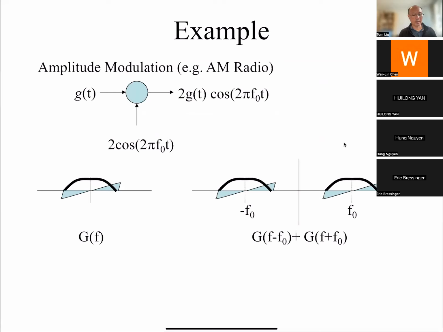So the most prevalent example of that, I'm not sure anyone has listened to AM radio, but AM radio was one of the first ways that people figured out how to broadcast radio waves. And so what would happen is we would take an AM radio, you take a sound. So g of t could be your voice, right?